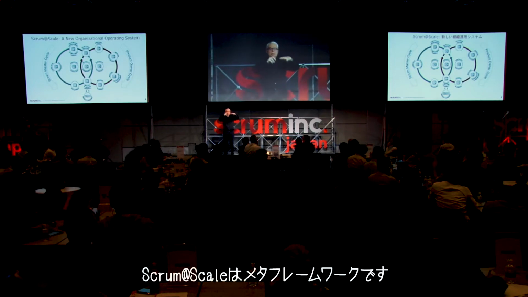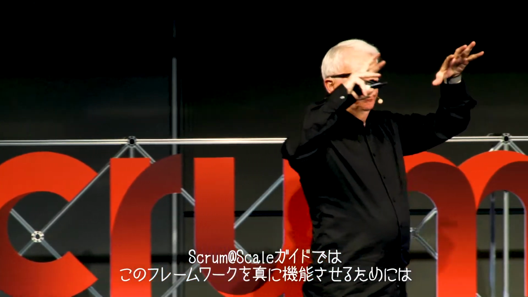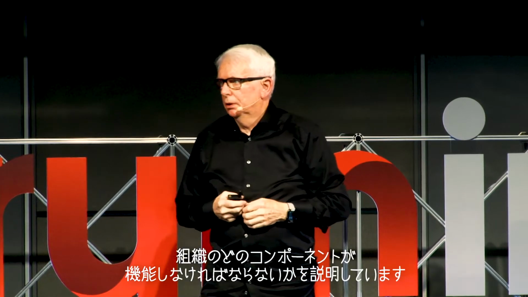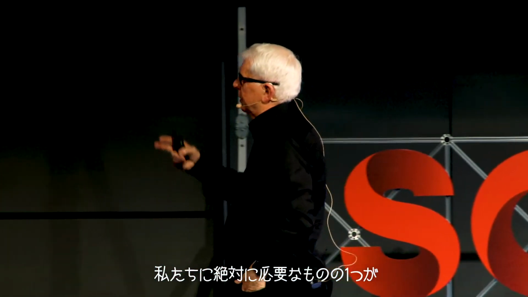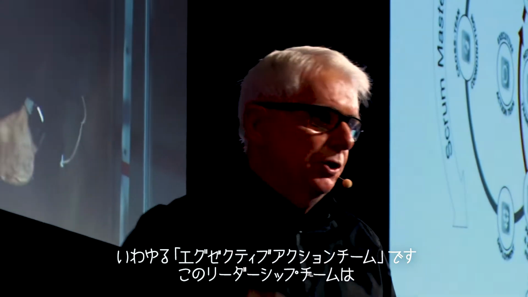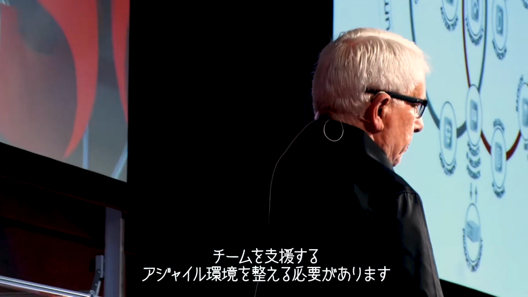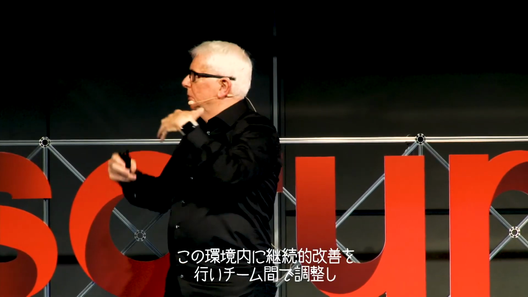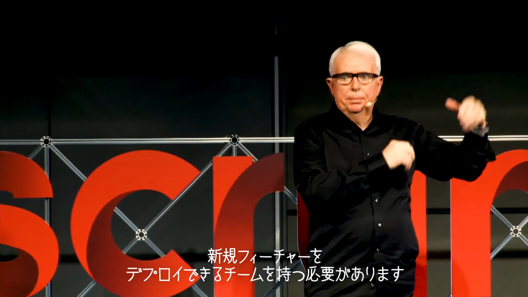Scrum at Scale is a meta framework. It discusses what are the components of the organization that have to function to make this really work. And one of the things we absolutely need, and some of our speakers will be talking about this later, is what we call an executive action team, a leadership team that's going to set up an agile environment that will support the teams. And within that, the Scrum Master organization needs to have teams that are constantly improving, coordinate across teams, be able to deploy new features.